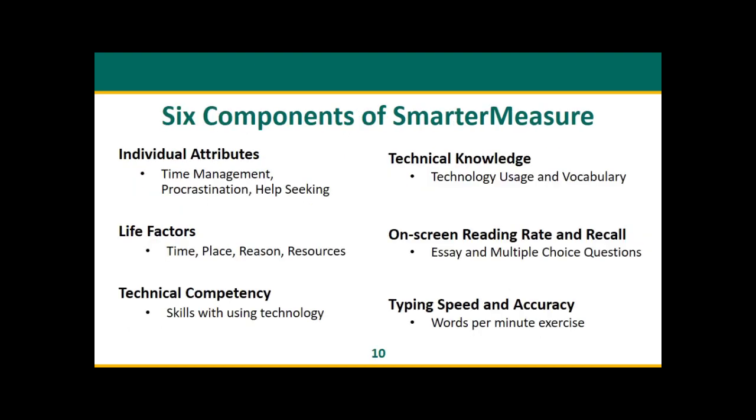So SmarterMeasure itself has six components to it, and those six components are in bold: individual attributes, life factors, technical competency, technical knowledge, on-screen reading rate and recall, and typing speed and accuracy. The bullet points you see underneath those components are some examples of what the questions would be based around. Every component will have a question and/or activity attached to it. Once a student finishes one component, they'll be scored low readiness, medium readiness, or high readiness.